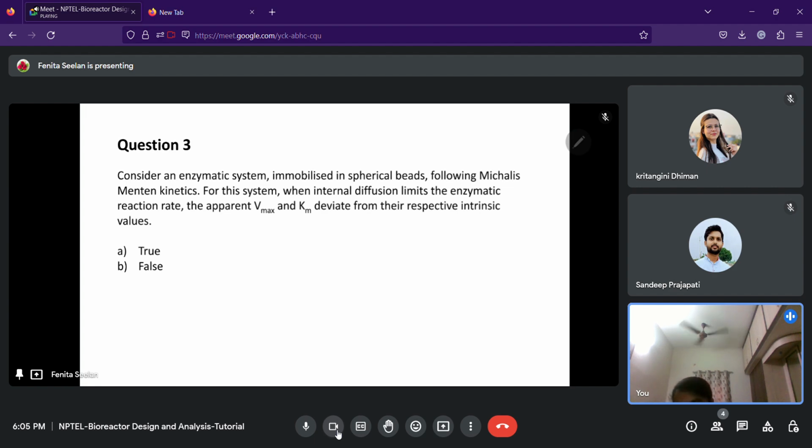The question number 3 is, consider an enzymatic system immobilized in spherical beads following Michaelis Menten kinetics. For this system, an internal diffusion limits the enzymatic reaction rate. The apparent Vmax and Km deviate from their respective intrinsic values. Is this statement true or false? The answer is true.